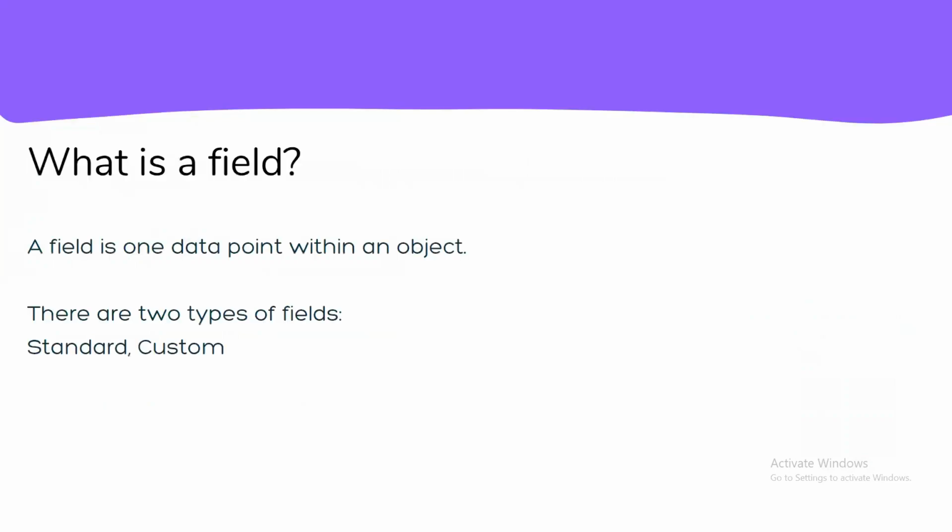What is a field? A field is one data point within an object, and there are basically two types of fields. Just like objects, there are standard and custom fields. Standard fields are those which are already provided by Salesforce in our org, and custom fields are those which the user makes according to the business logic or requirement.